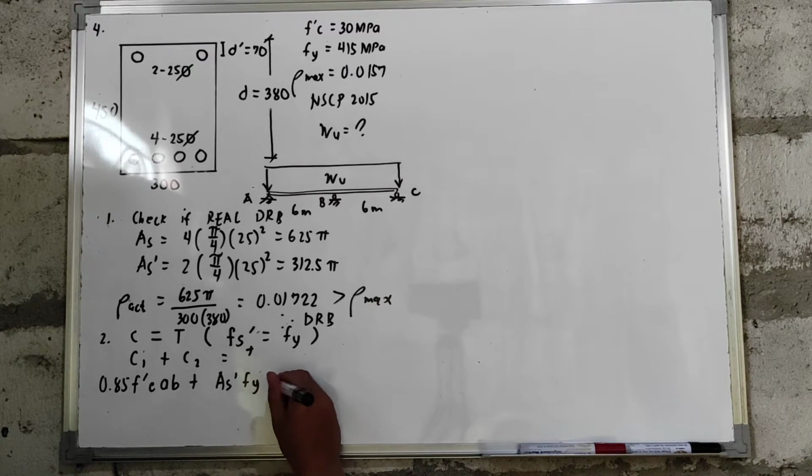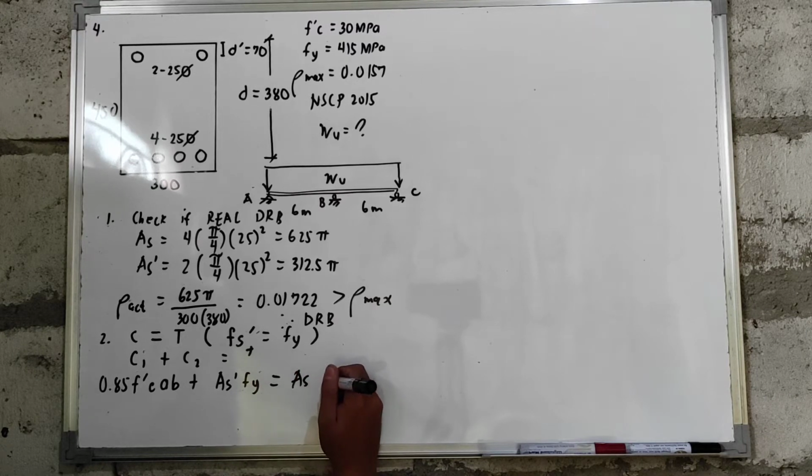So, that is fy is equals to AS fy. So, kapag DRB, automatically, na mag-yield yung bakal natin sa tension. So later check natin kung mag-yield ba talaga yung bakal natin sa tension at saka sa compression steel bars.